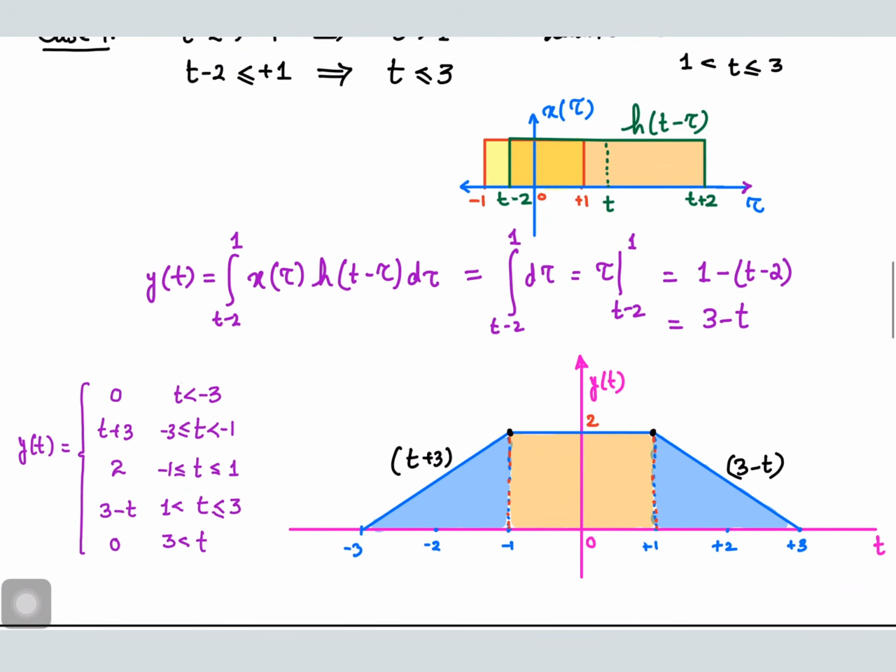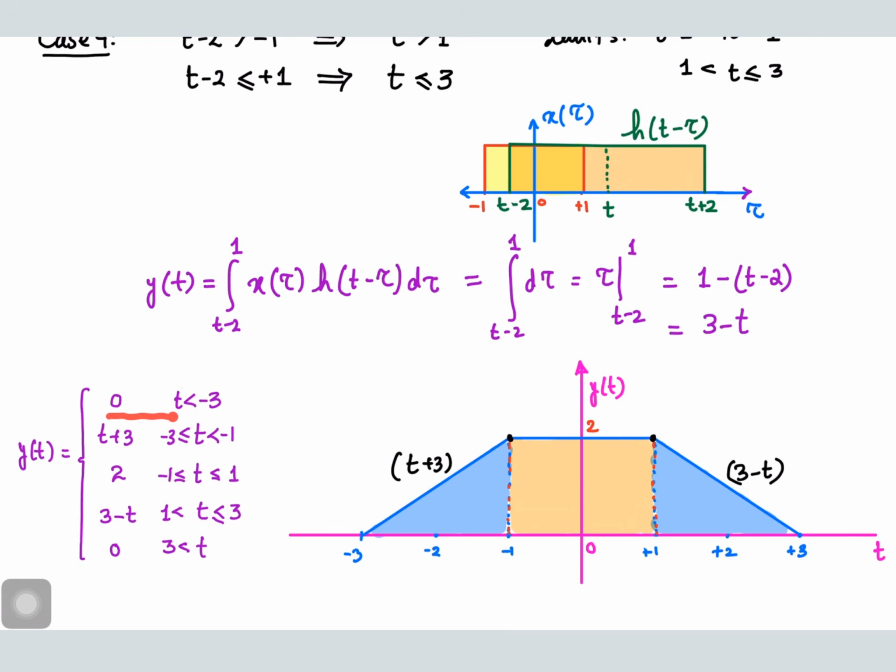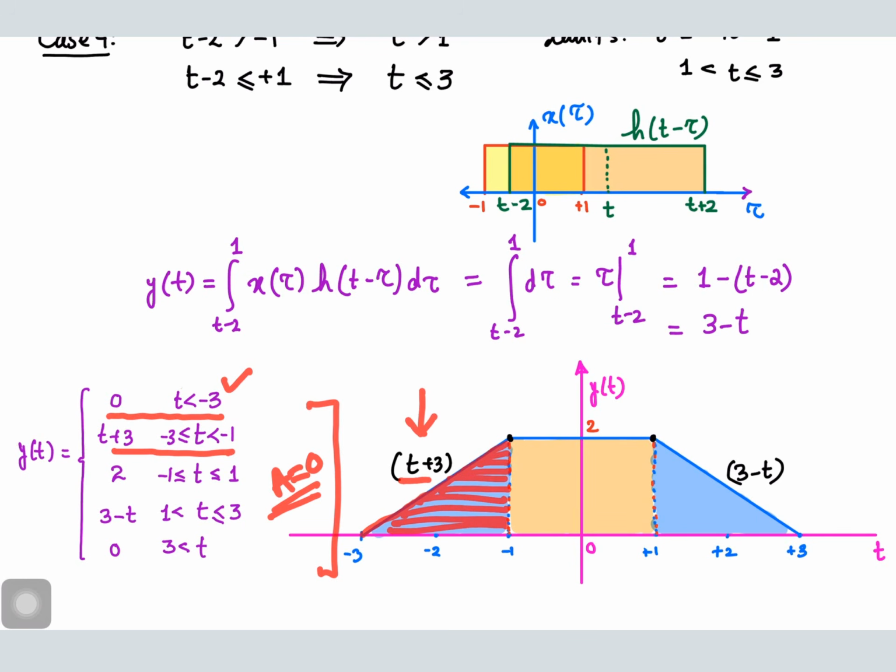Okay, now if we combine all of these equations together, those we have worked out: when the time was less than minus 3, there was no overlap, the area overlap was 0. When the time was between minus 3 and minus 1, the h of t minus tau was moving through x of tau, so our area overlap was increasing, and it is given mathematically by the equation t plus 3. If we plug in the time, up to that time we can work out how much area has been accumulated. So as the time increases, the area covered by the overlap of those two will be increasing, up to when the time becomes equal to minus 1.